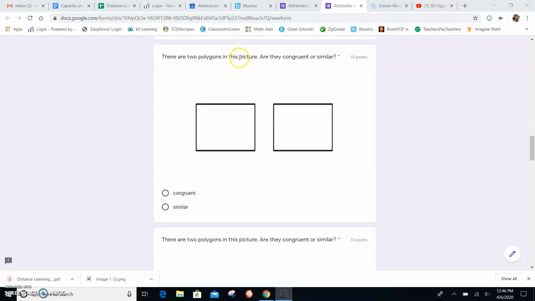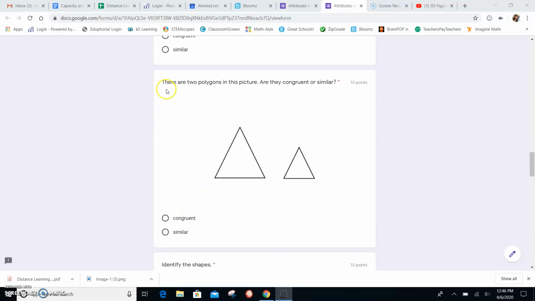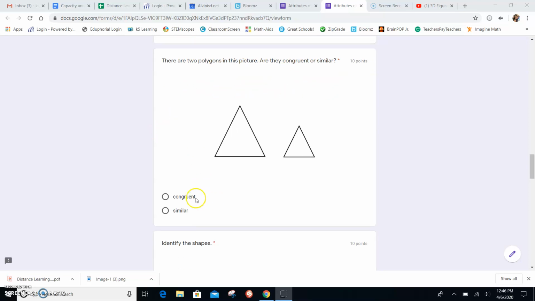There are two polygons in this picture. Are they congruent or similar? Congruent, similar. There are two polygons in the picture. Are they congruent or similar? Congruent, similar.